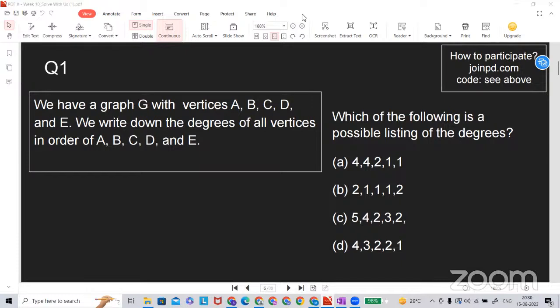Is everyone trying, or are we going to discuss the solution? If you are trying, I will wait.